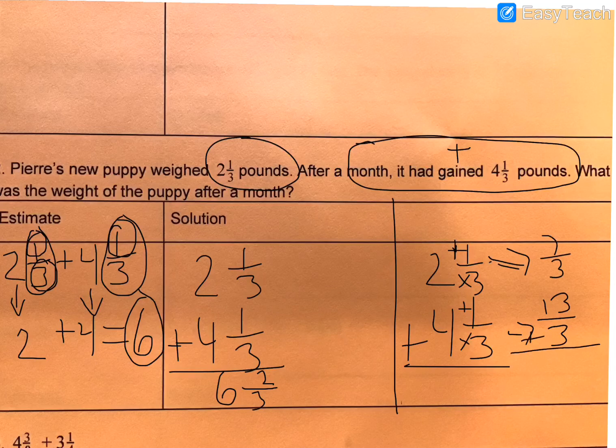All right. Add those together. 7/3 plus 13/3. As we stated over here in the first example, you don't add your denominator. So our denominator is going to remain 3. Add your numerators. 7 plus 13 gives us 20.